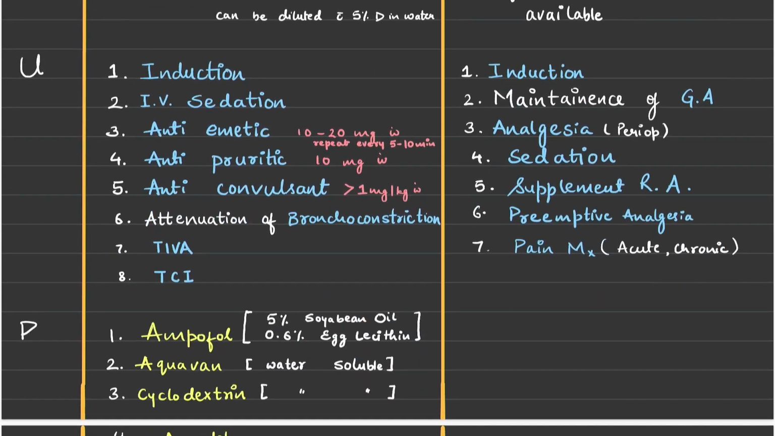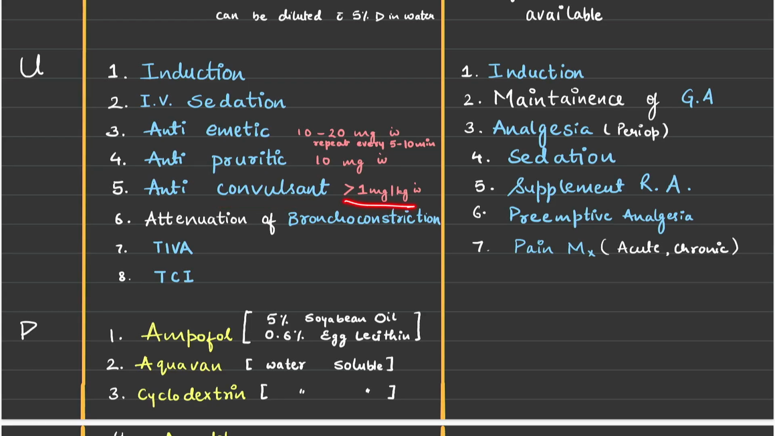Talking about uses, Propofol is used as an induction agent. It is used as a sedation in monitored anesthesia care. It is used as an antiemetic as well. The dose is 10 to 20 milligram IV, which can be repeated every 5 to 10 minutes. It has antipruritic effects as well. The dose is 10 mg IV. Propofol is also used as an anticonvulsant.